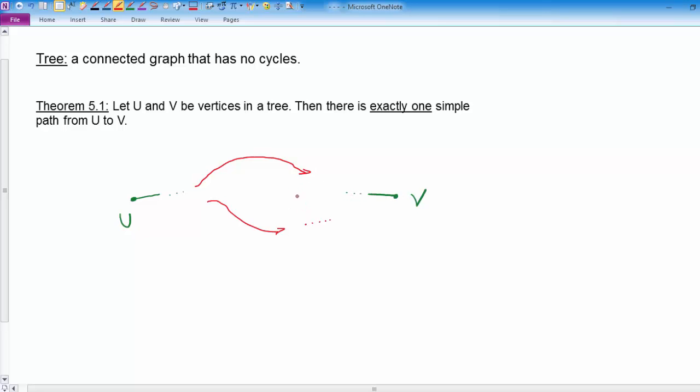If we have two different simple paths, then that creates a contradiction, because then we would have a cycle in this graph, and the tree cannot have any cycles. So that contradicts the fact that the tree has no cycles. So we cannot have another simple path from U to V. And it has to be simple, because if it's not a simple path, that means it has a cycle. A simple path is a path that has no cycle. So that proves the theorem.